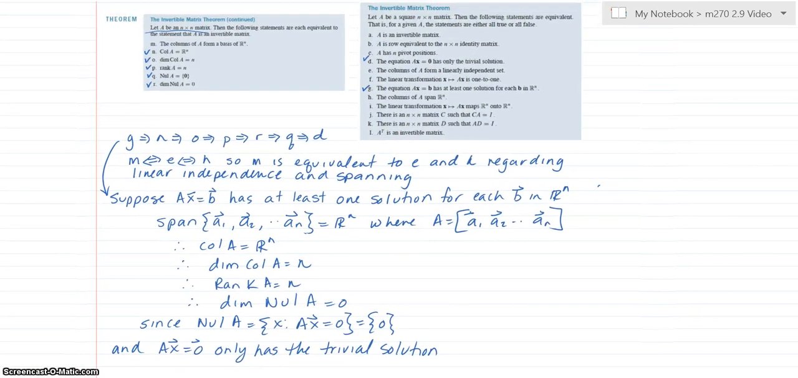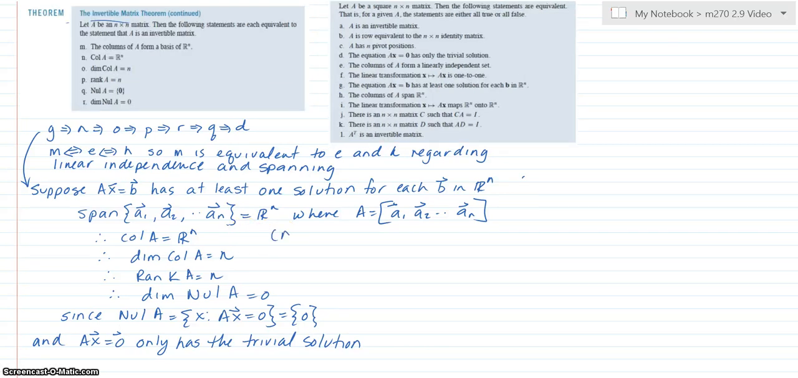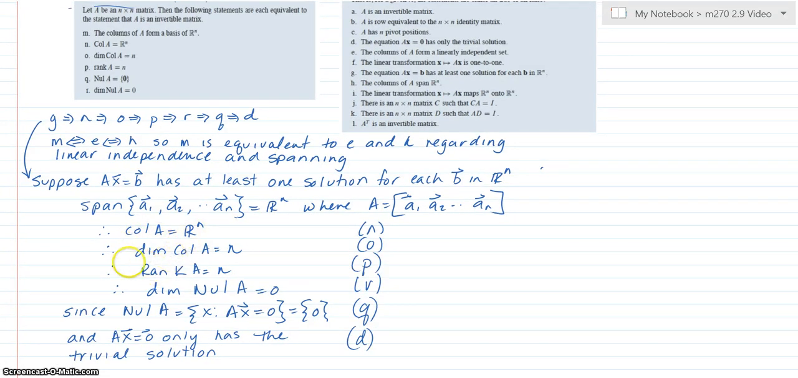So let's make this a little smaller. I know that's really tiny. Maybe I'll make that a little bigger. So we just proved N. Now we can look at O, which we know, since there are n pivots in A, since the column space of A is all of Rn. So therefore, the dimension of the column space of A is n, which is, by definition, the rank of A. So you have P, which follows R, that by the rank theorem, the null of A is 0, which follows Q, and then back to D.